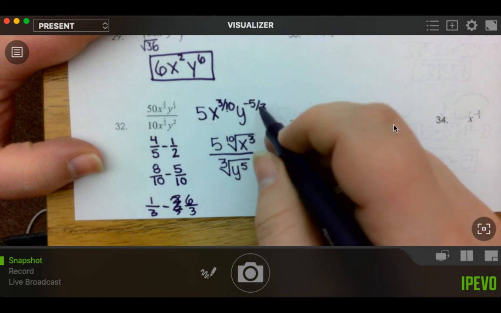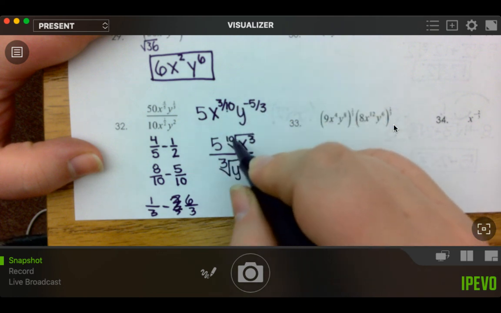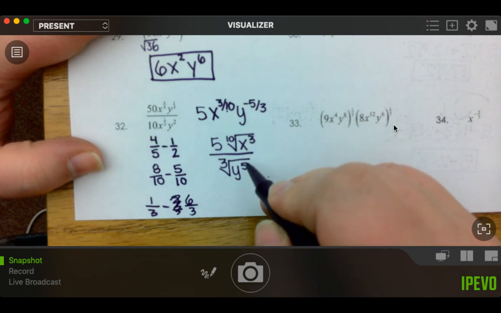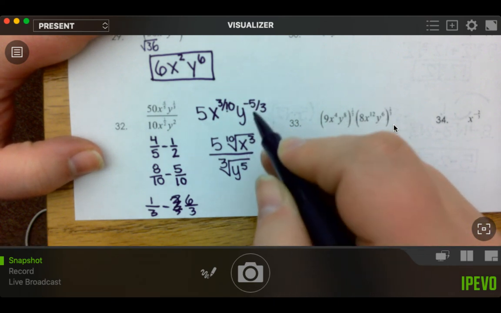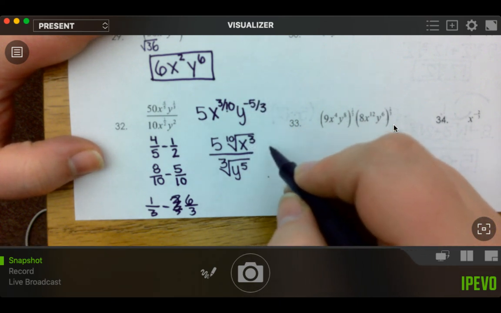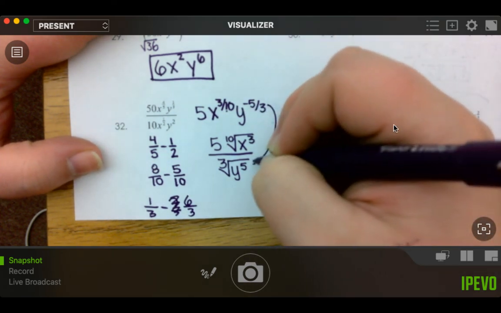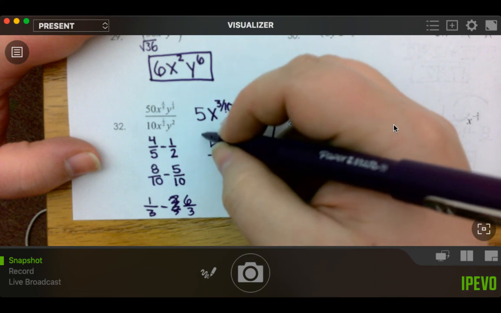Whatever number was on the bottom goes out front. Whatever number was on the top stays with it. The only reason why I didn't have to write the negative on that 5 is because I already moved it to the bottom. So anytime you get a negative exponent, it goes down to the bottom of the fraction.